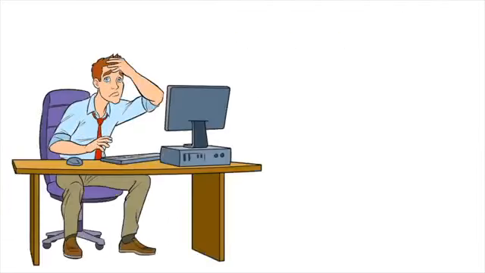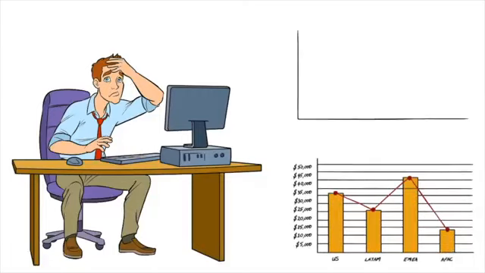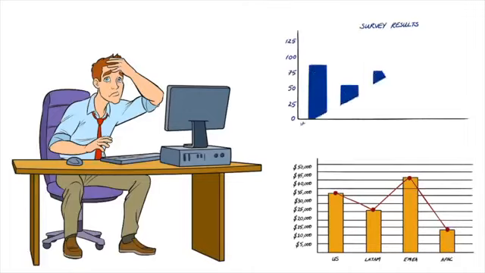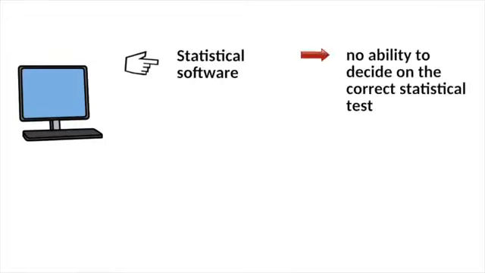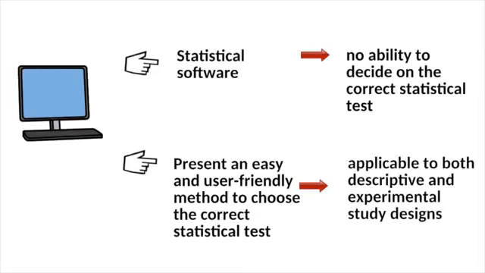A wrong selection of the statistical method not only creates serious issues during the interpretation of the findings, but also leads to erroneous conclusions. As we are all aware, there are a number of statistical software capable of performing numerous statistical tests. However, statistical software does not have the ability to make decisions on the correct statistical test to be used in a given situation. That is why knowledge on choosing the correct statistical test is essential for the researcher.